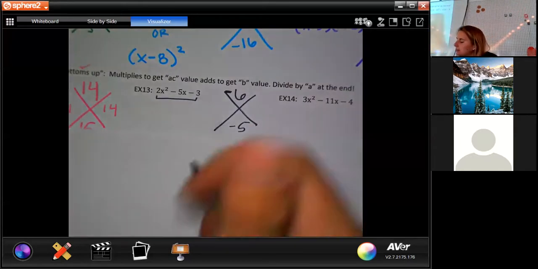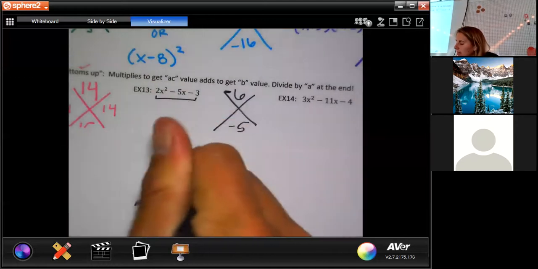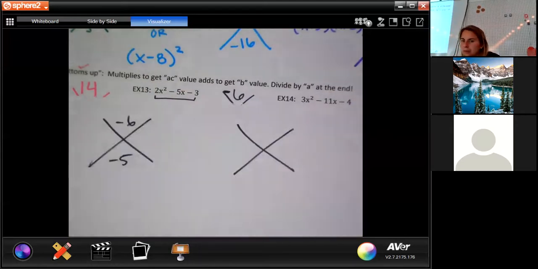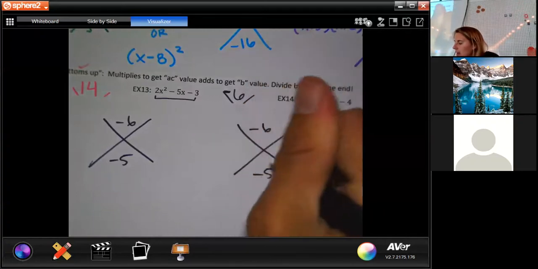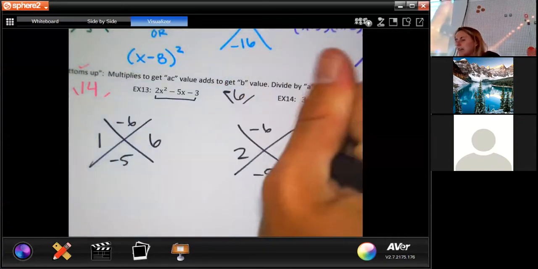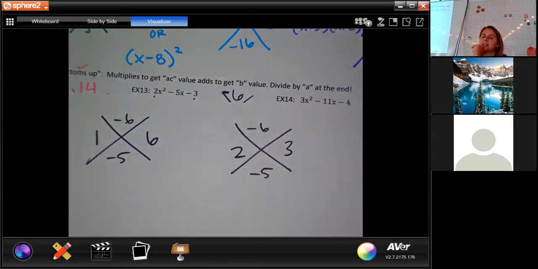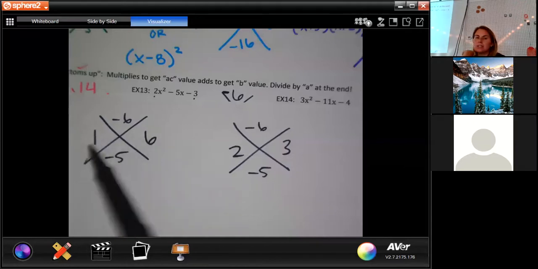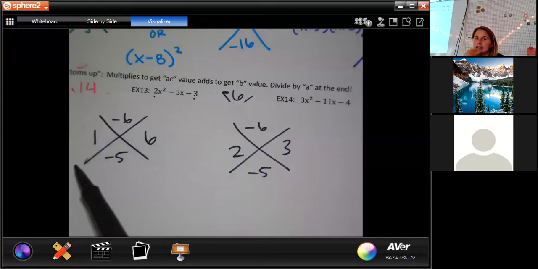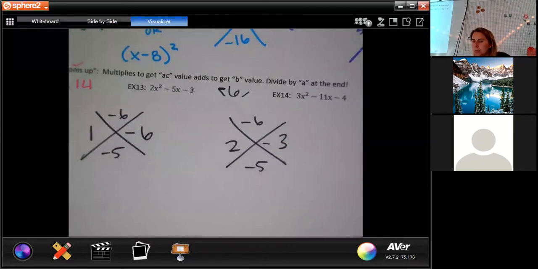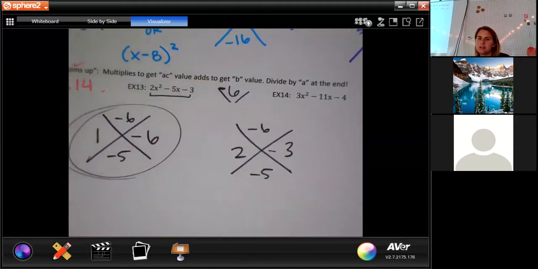Now this one's a tricky one because it's on another sheet of paper. You don't have to write this down, just watch me do it. I know that 1 and 6 are factors and 2 and 3 are factors. But because I need the signs to be different, will 1 minus 6 give me negative 5 or 2 minus 3? 1 minus 6. Right. 2 minus 3 gives me negative 1. And so that doesn't work.